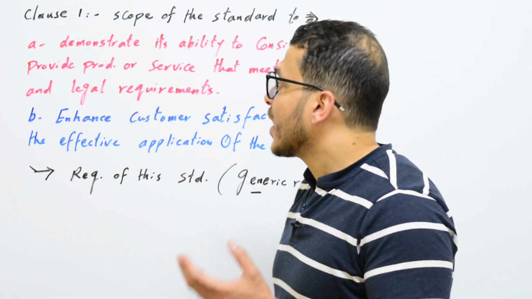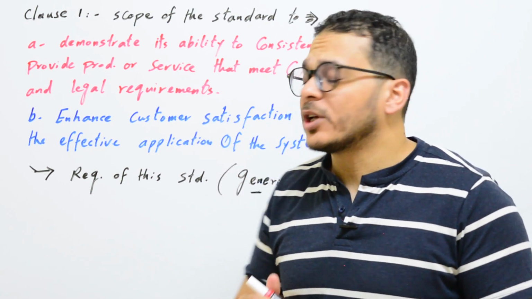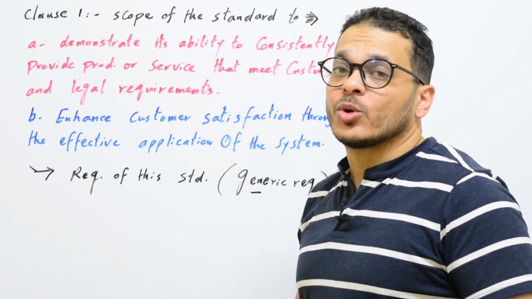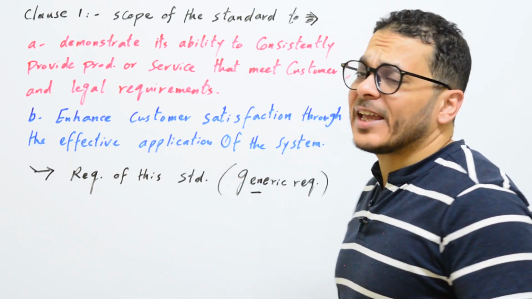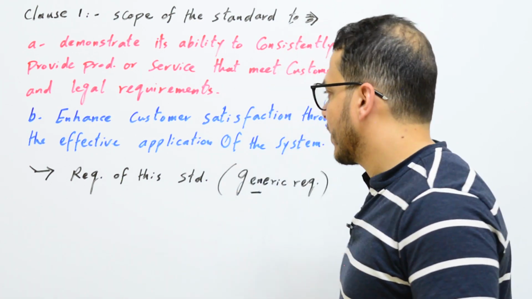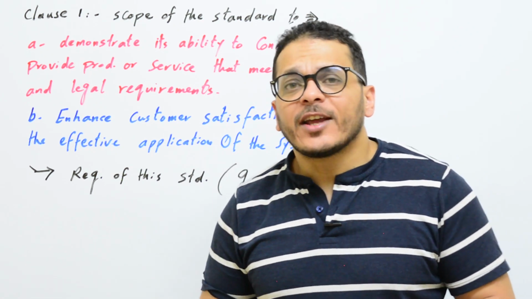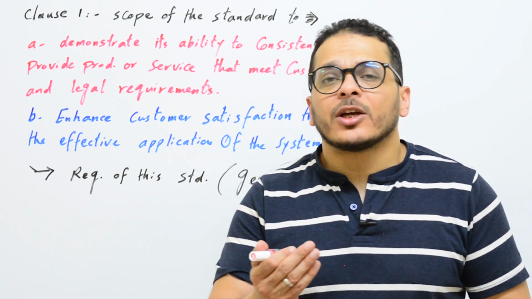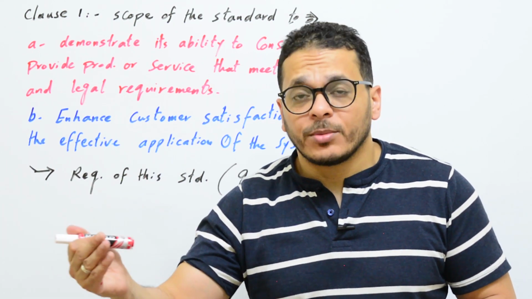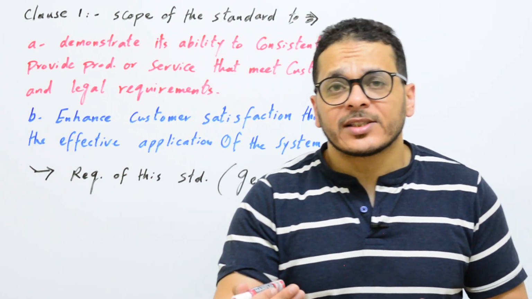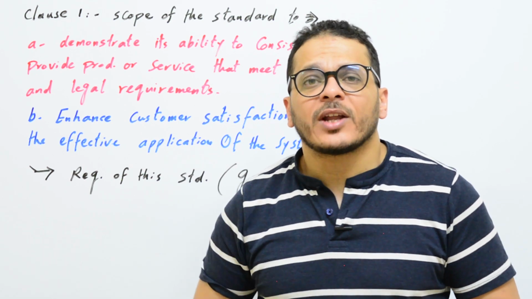of this standard is to demonstrate its ability to consistently provide product or service that meet customer and legal requirements, and also to enhance customer satisfaction through effective application of the quality management system. And you should know that requirements of this standard are generic. Generic or universal means it can be applied to any organization with any size or with any type. Whatever was your product or service, you can apply requirements of this standard and get the certificate of 9001.